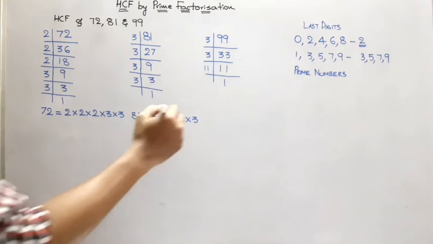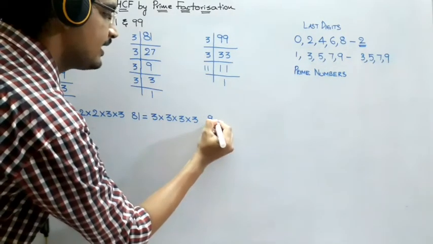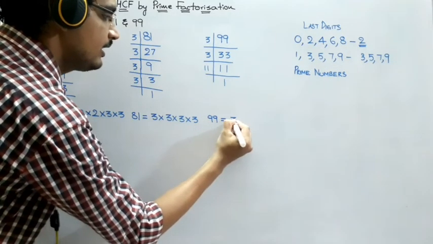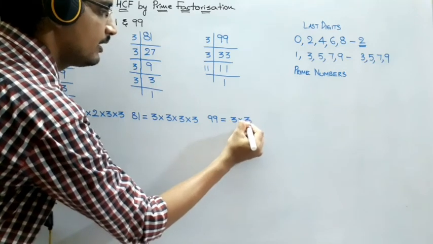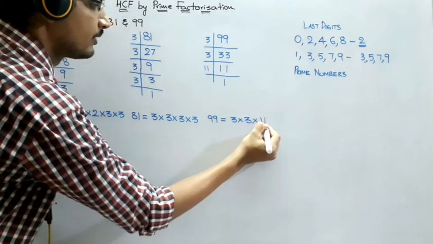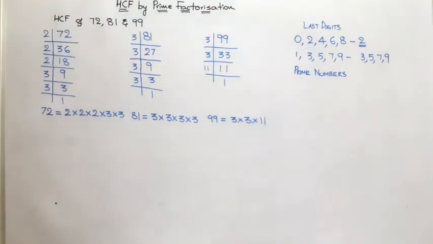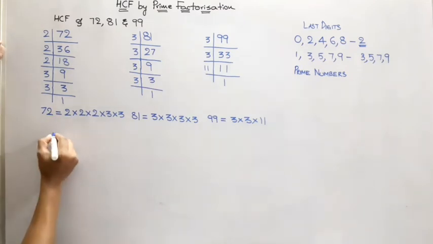Okay. Now what is the prime factorization for 99? 3 into 3 into 11. We are done with the prime factorization for the numbers 72, 81 and 99, children. Now we are going to find the HCF.